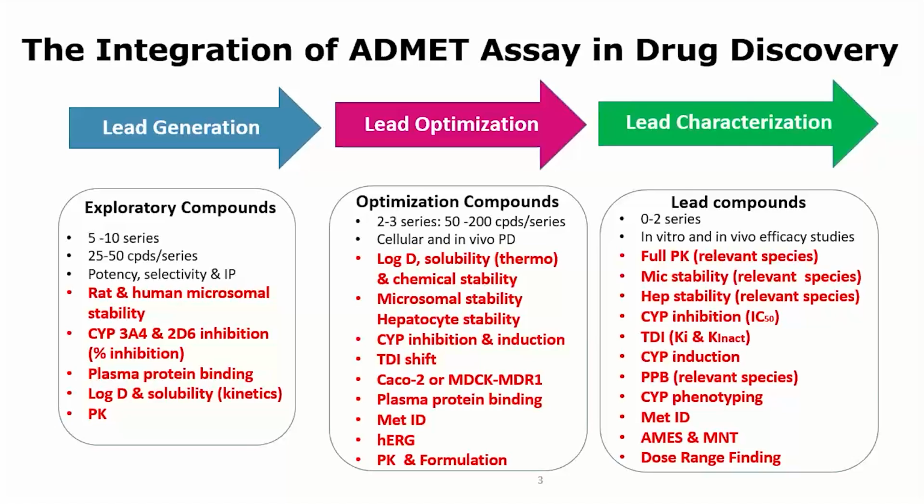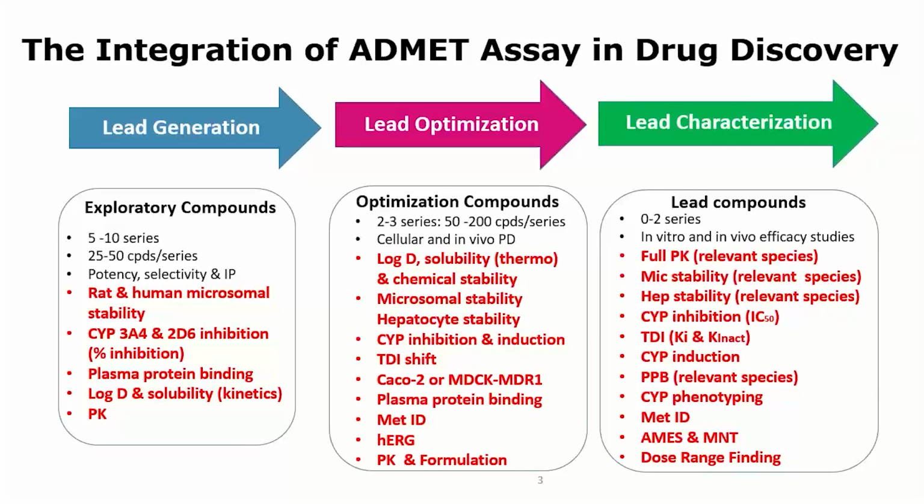For the DMPK part, as you see in the highlighted red markers, we can run rat and human microsome stability assays. We just want to look at the percentage remaining. This is a very early stage because there are lots of compounds. We only use high throughput screening assays to generate some data or rank order. And also we run CYP3A4 and 2D6 inhibition. We look at the percentage inhibition.